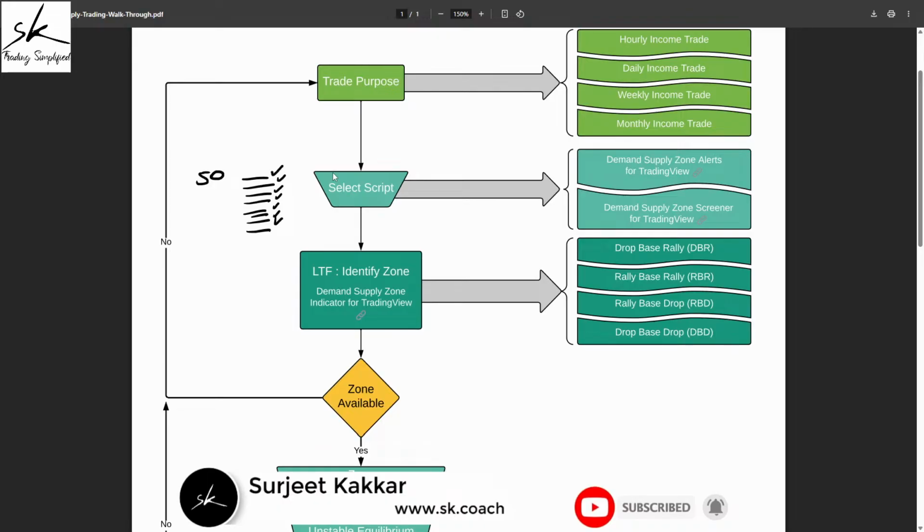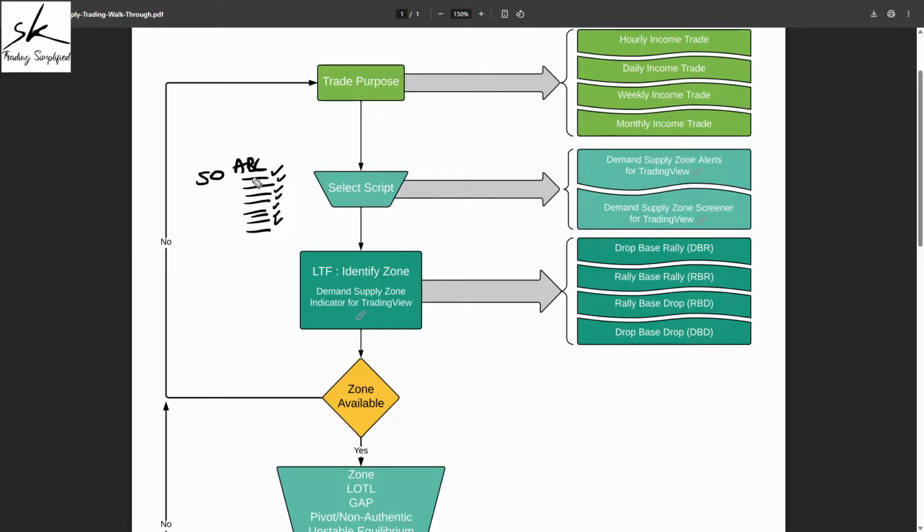So now once we have that list, let's assume the very first one was ABC. What we need to do now is, on ABC, go to the lower time frame. So the question is, what is my lower time frame? We got the answer from our step number 1, that as a monthly income trader, our lower time frame was daily. So we'll go to the lower time frame and identify the zone. By zone, we mean any of these 4 structures. It can be a drop-base-rally, rally-base-rally, rally-base-drop, or a drop-base-drop.